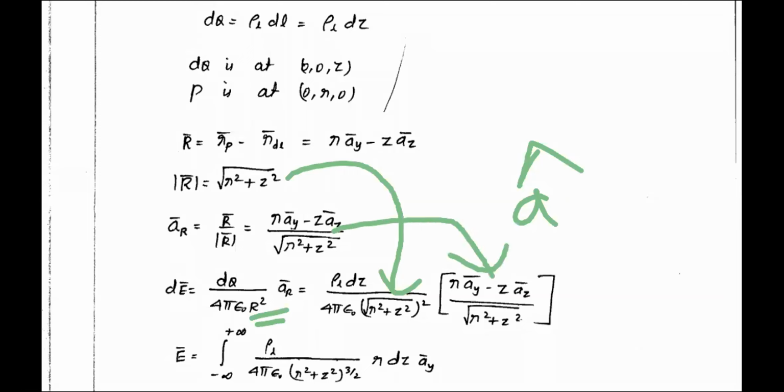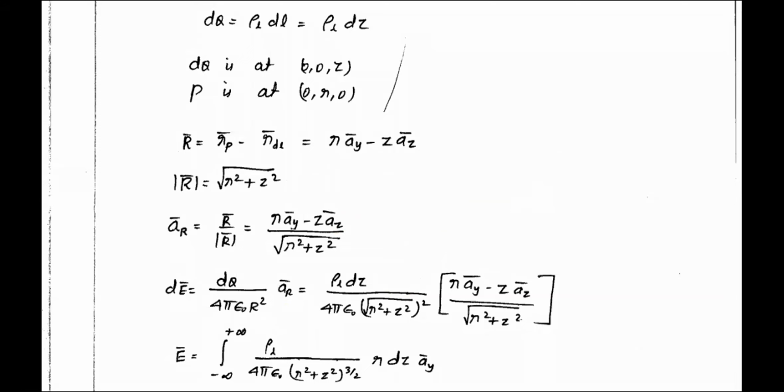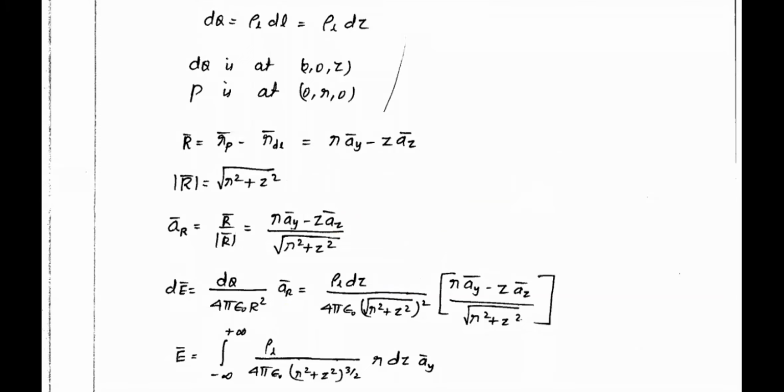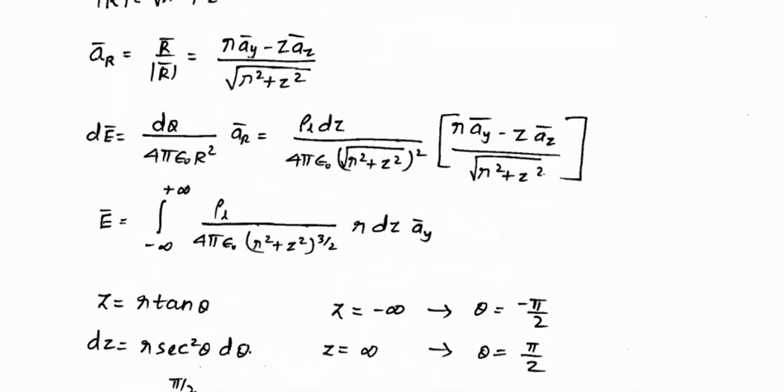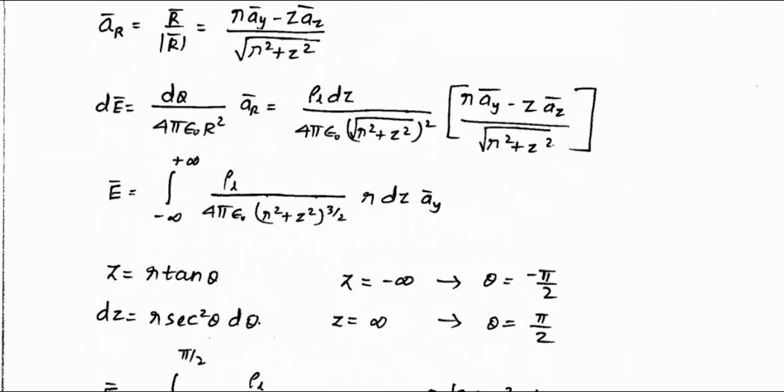Once they are integrating this, if you do integration over the entire length, because your length is varying from minus infinity to plus infinity, you are taking a small length, but actually the length varies from minus infinity to plus infinity. So we are doing integration, but before doing integration, this component will be cancelled out, the z component.